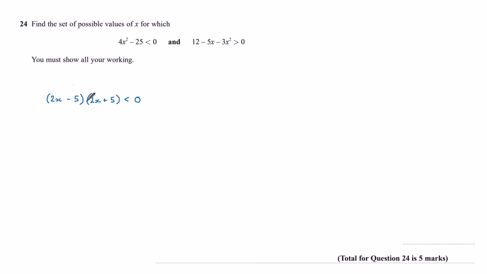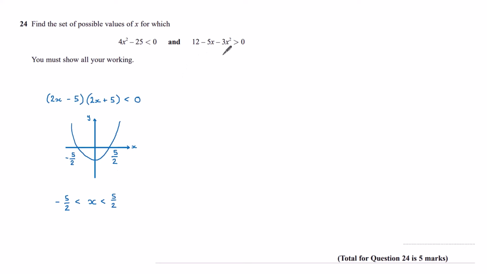Now if we were to consider this equal to 0, then the two values we would get are x is 5 over 2 and x is minus 5 over 2. And so with a sketch here of our quadratic, it cuts the axis at minus 5 over 2 and 5 over 2. Since I want the values that are less than 0, I want this part of the curve here, which are the values bound between minus 5 over 2 and 5 over 2.